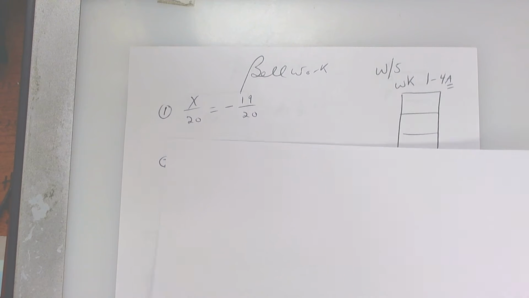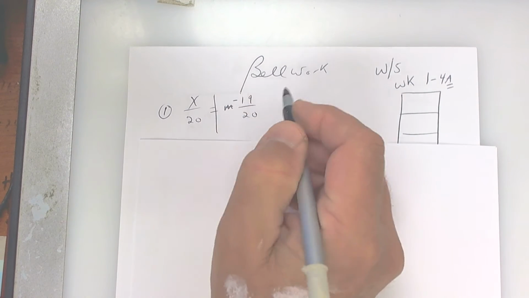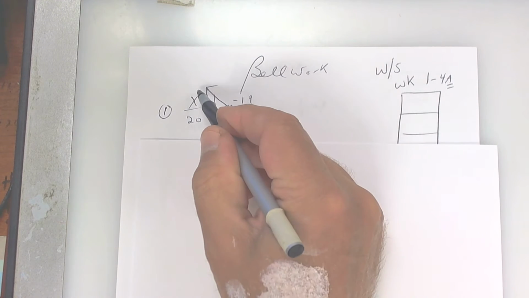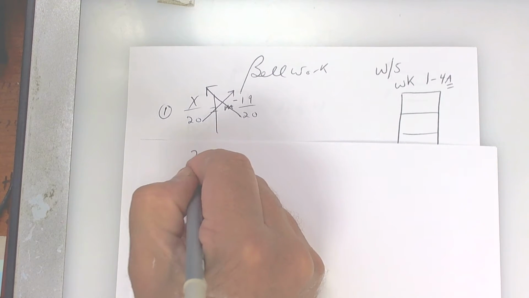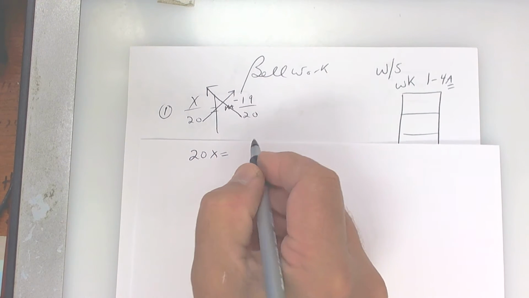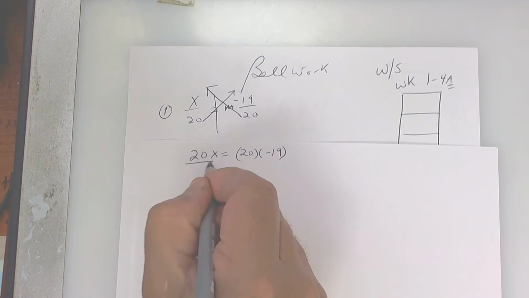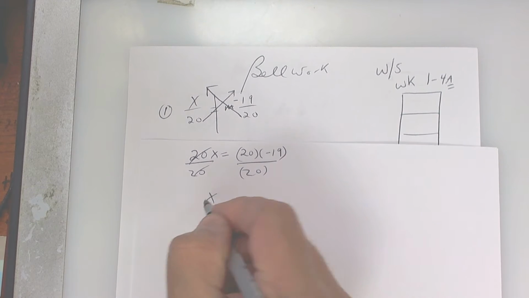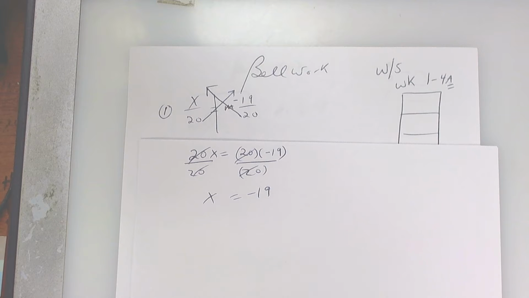Here we go. All right, this one right here, what I would do is move the negative to the top, and then I would cross multiply. Notice how I'm going from the bottom to the top, the bottom to the top. So I'm going to get 20x is equal to 20 times a negative 19. Then I'm going to divide by 20. And when I divide by 20, I get x equals a negative 19 because those cancel out.